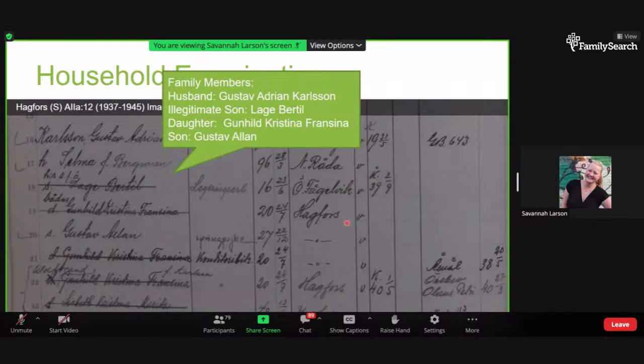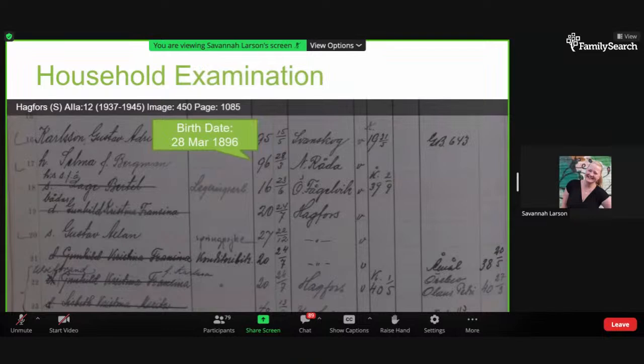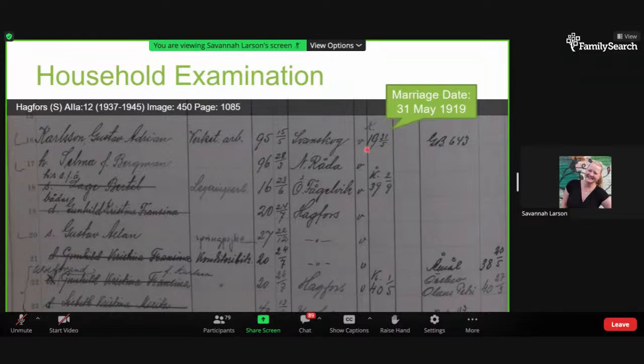We've got Selma Berryman's birth date right here to confirm that we've got the right person still, and we can follow her through these records using that birth date as a confirmation each time. We've got her birthplace. We've got the marriage date. So now we have a marriage date for Selma and Gustav that we can look up her marriage with.